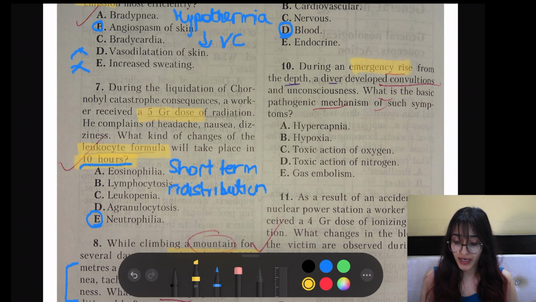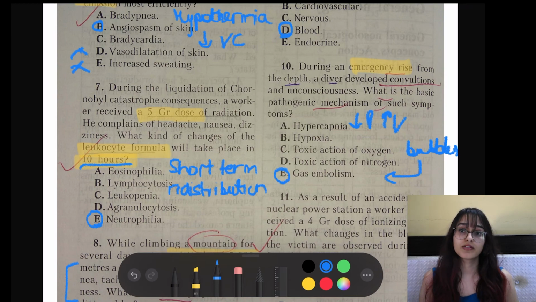During an emergency rise from the depth, a diver developed convulsions and unconsciousness. What is a basic pathogenetic mechanism? So when a diver rises very quickly, there is a sudden decrease in the pressure, and due to this sudden decrease in the pressure, you know, when pressure decreases, the volume increases. So the gases expand, and they come out of blood as bubbles. So these bubbles can cause gas embolism.